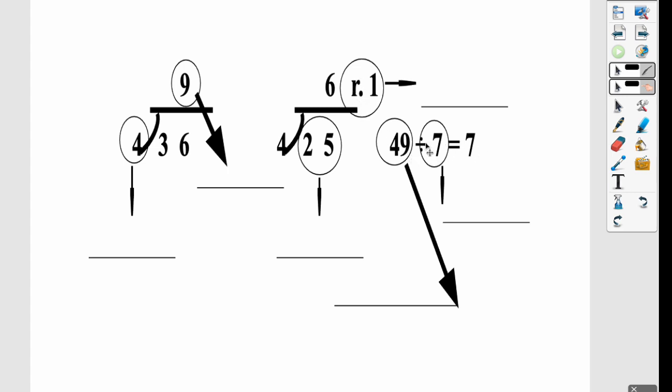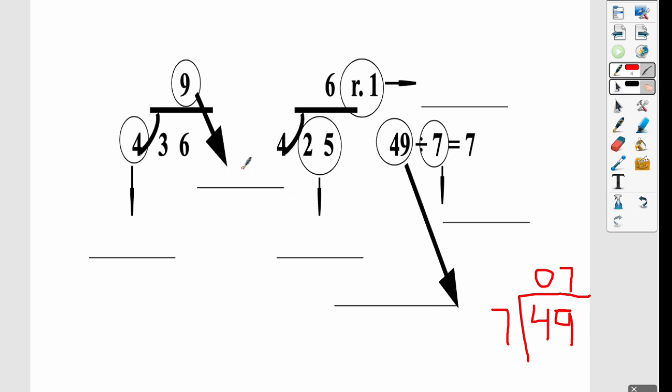And again, this is the problem that you saw previously with the division symbol. So we would read this as 49 divided by 7 equals 7. And if you were writing this in the division house, that division house would just drop down on that first number. So 49 divided by 7 equals 7.